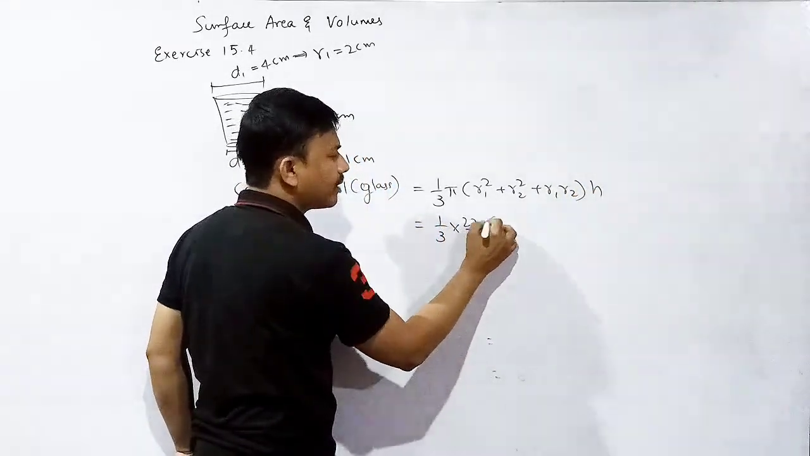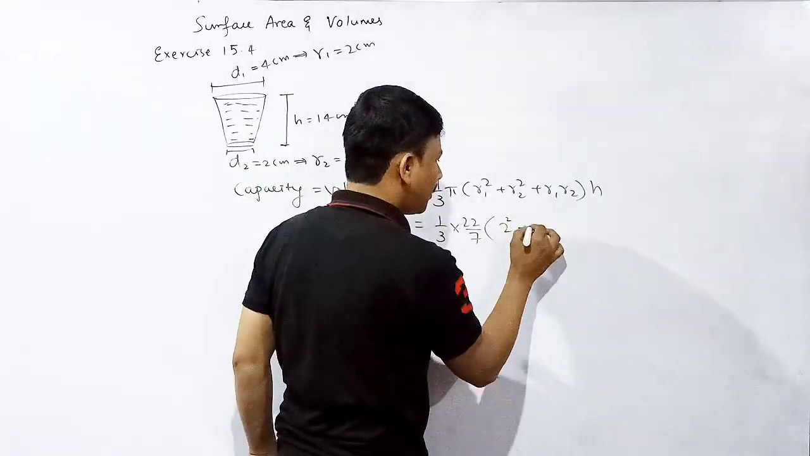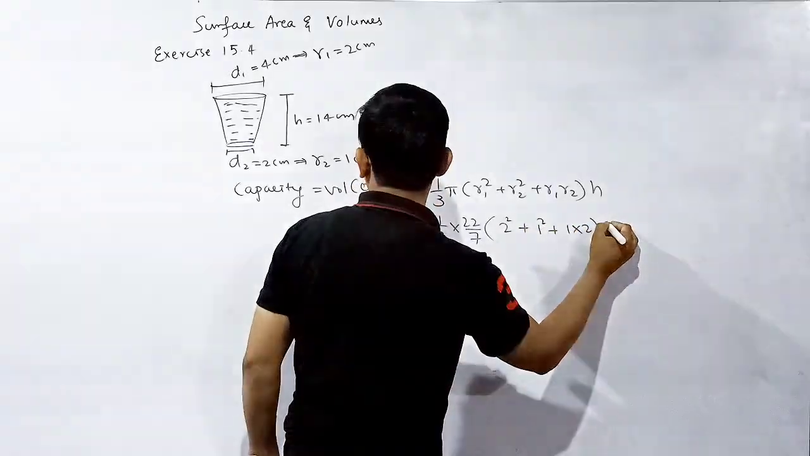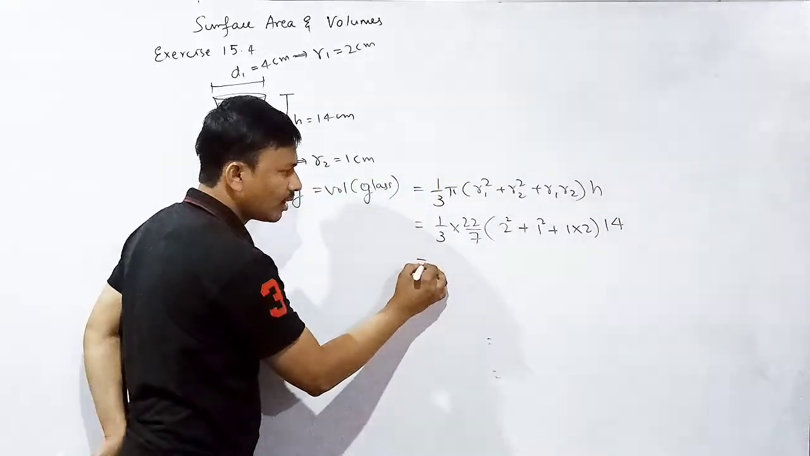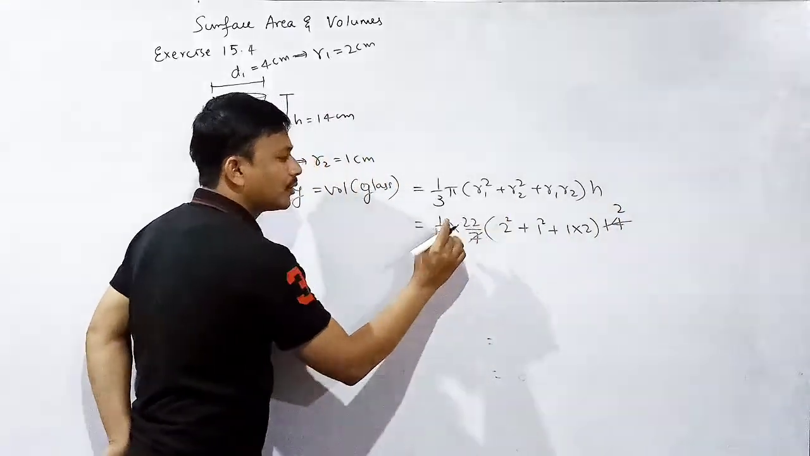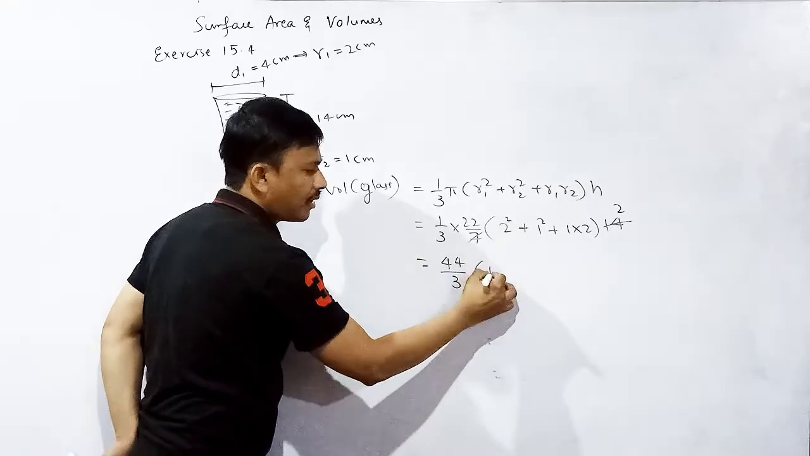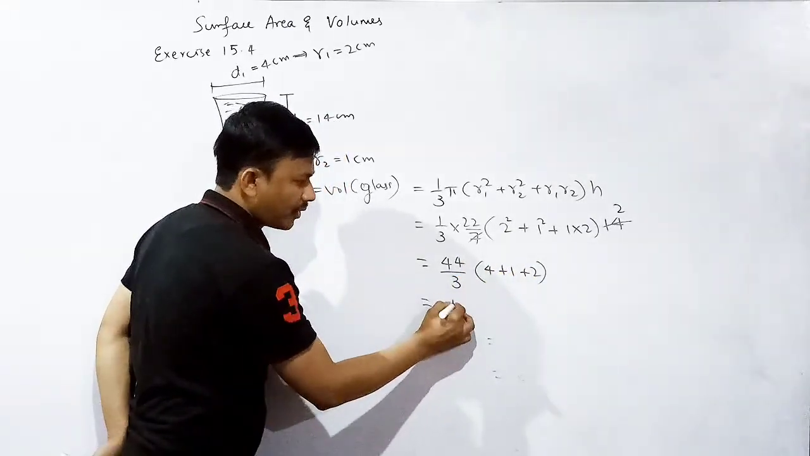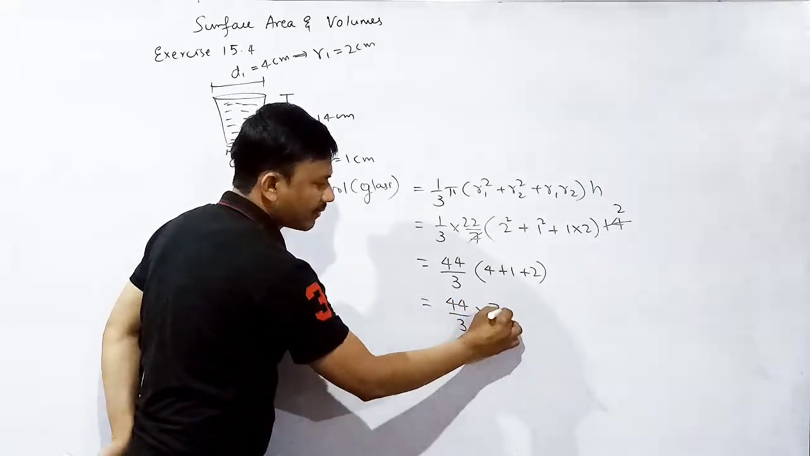This is equal to pi value, what is the pi value here? 22/7. What is R1? 2 square, plus R2, 1 square, plus 1 into 2. What is H? 14 centimeter. This is equal to 7 1s are 7, 7 2s are 14, 22 2s are 44 divided by 3, into 2 2s are 4 plus 1 plus 2. This is equal to 44 divided by 3 into 7.